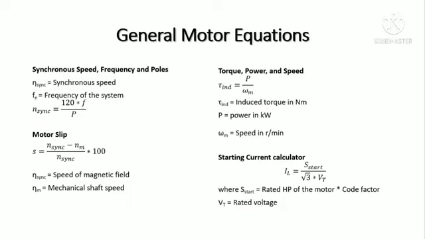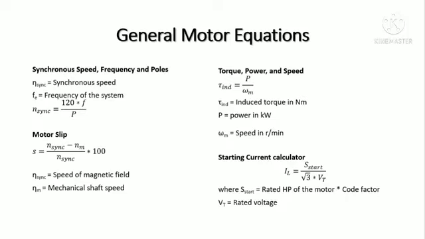The third equation is about the torque, power and speed. The equation is tau equals P divided by omega m. Tau is induced torque in Newton meter, P is power in kilowatt, omega m is speed in revolutions per minute.